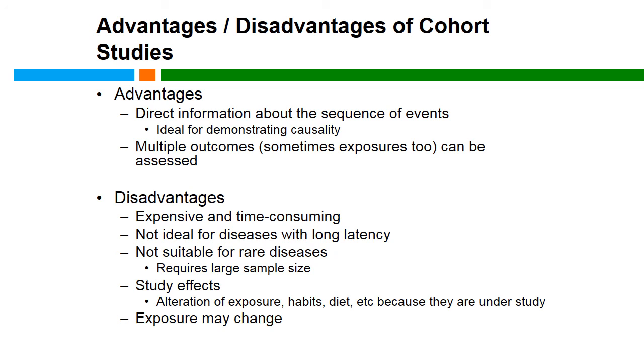There's also the potential for exposures in cohort studies to change over time because of natural changes. So for example, people moving addresses, therefore resulting in changing air pollution exposures, for example, or by altering habits or diets simply because they recognize that they're part of a study and they're more aware, so they make lifestyle changes.